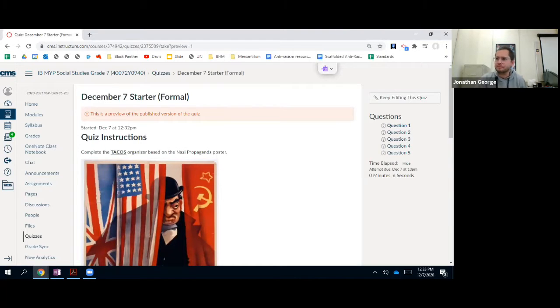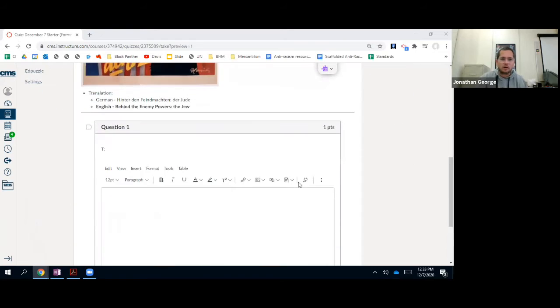Okay, here's the poster. So what I need you to do is use prior knowledge and the lesson from, I believe, Friday to help you complete the TACOS organizer. The TACOS organizer, you'll see, I only gave you the letters. So question 1 is the letter T. You're not writing all of them here. You're just looking at, what does the T stand for in the TACOS organizer when it comes to analyzing Nazi propaganda or political cartoons? And then put your answer there in that space.